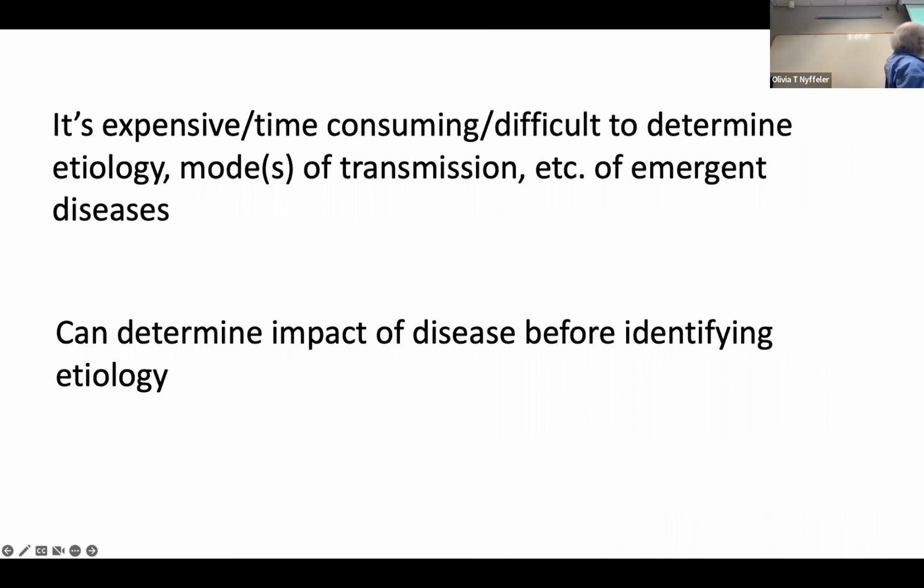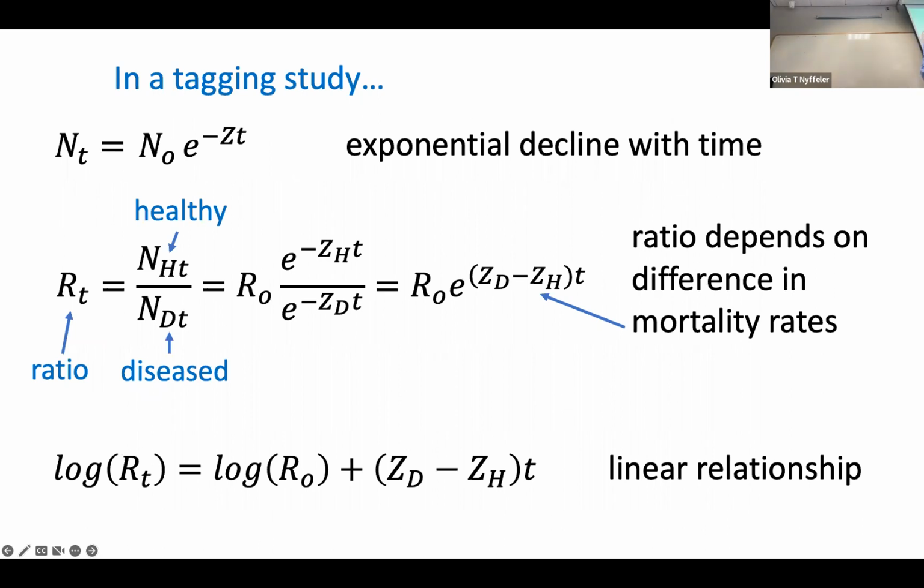It's expensive to do all these background studies, but we could determine the impact of the disease before, just by doing a tagging study. So in a tagging study, a cohort of animals declines exponentially to give you the number at time t. And if you look at the ratio of healthy to diseased animals, it's equal to the initial ratio when you do the tagging, and then the healthy ones decline according to this rate, the diseased ones decline according to this rate. So what you're getting is the initial ratio times something that depends on the difference in mortality rates.